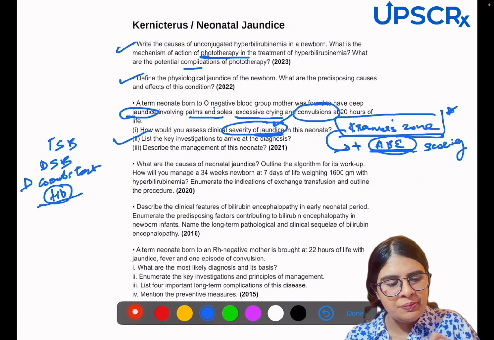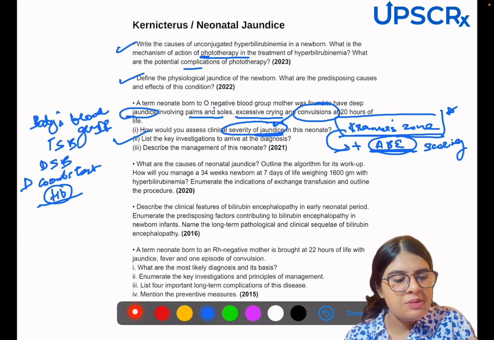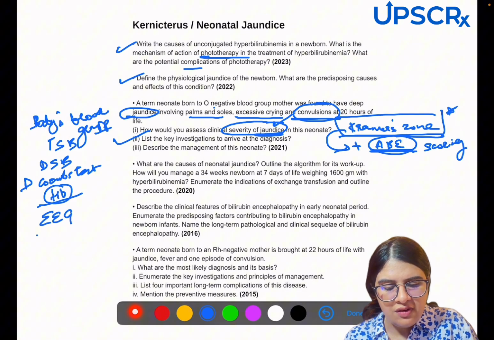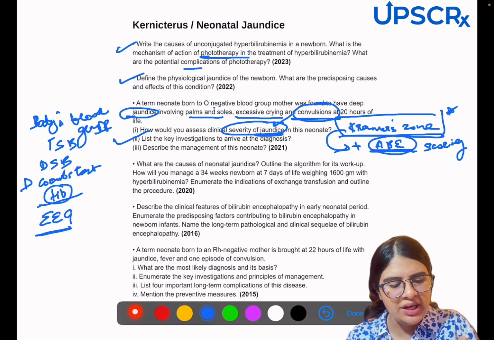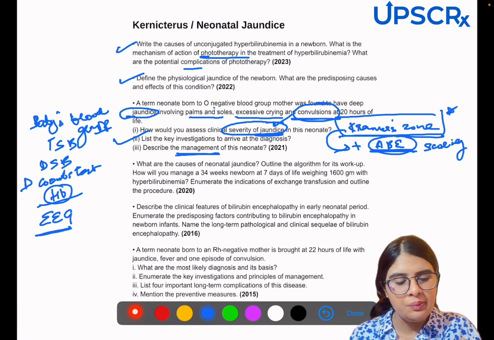So hemoglobin level also you have to do. What else? Obviously the baby's blood group is not written here, so you should do a baby's blood group test also. Now this is one part. The other thing is the baby is having convulsions also, so you should do an EEG. So investigations are done. Management we have just discussed, what you will give.